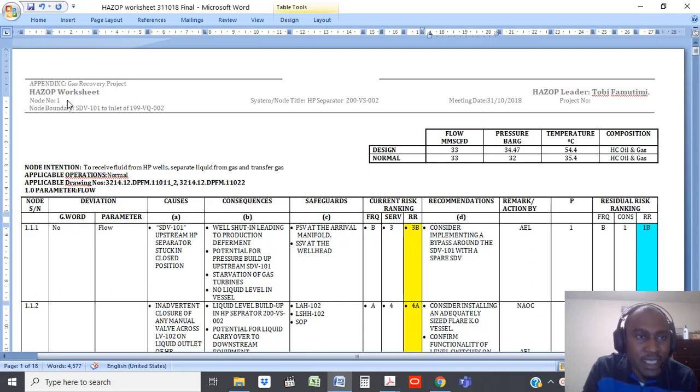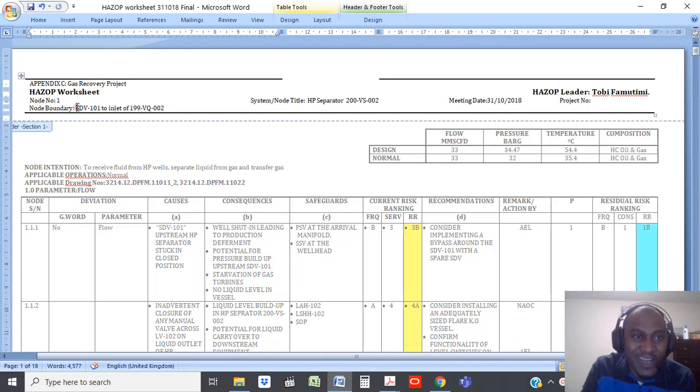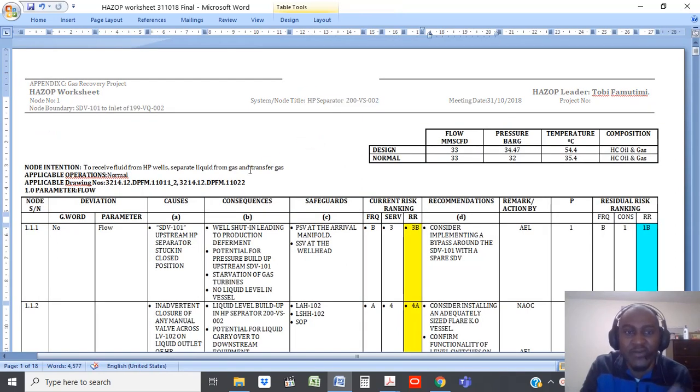Firstly, the scribe should have written everything necessary on the spreadsheet: what project it is, and your node boundary. This is very important. Your node boundary says where the node exactly starts and where it ends. When I do the video on nodes, I'm going to explain that. The node should have a name, so this is around the HP separator, and then of course the dates.